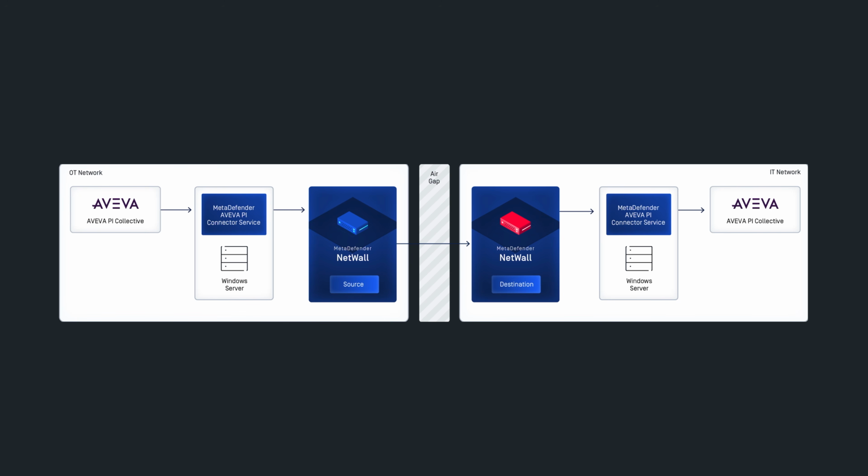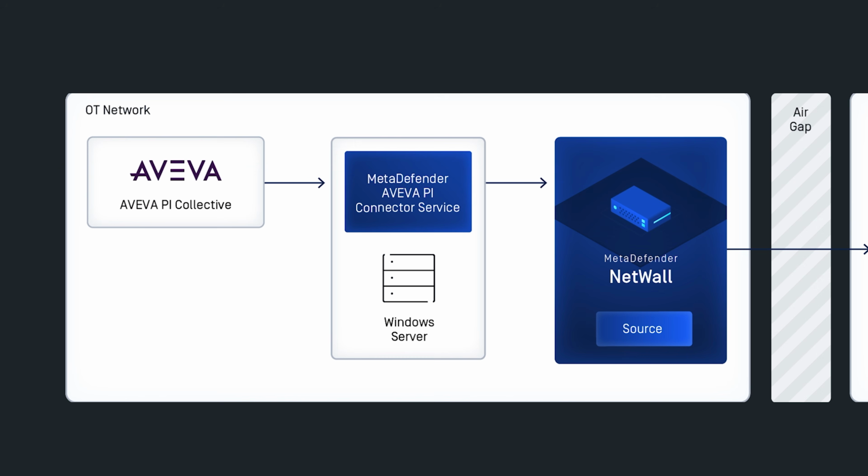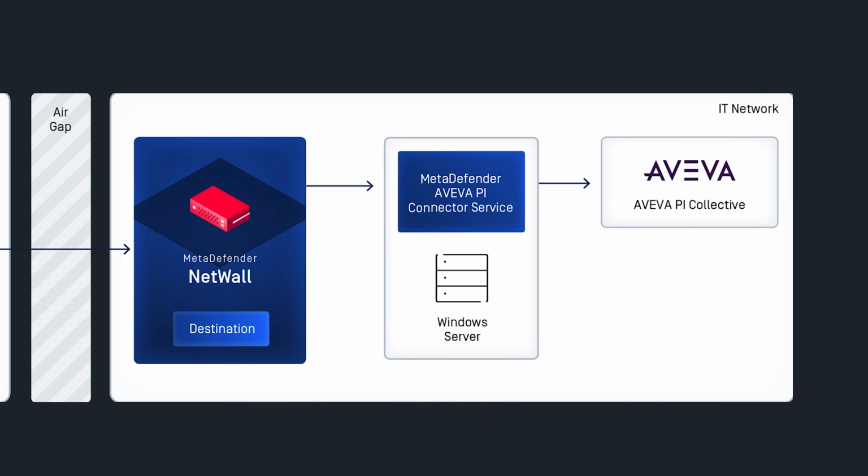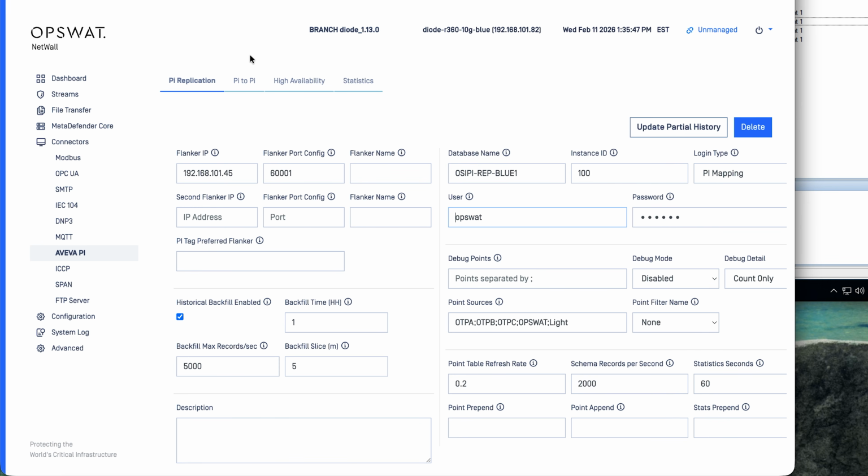Here's the architecture we'll be going over today. On the left side is your OT network and an Aviva Pi collective that will be pushing data through using our Aviva Pi Connector Service through our data diode from the source to the destination IT network. On the IT network, we have the Aviva Pi Connector Service as well, pushing the data into an Aviva Pi collective. Now we're going to go into the blue side, the OT network NetWall diode, and show you what a configuration looks like and see how easy it is.